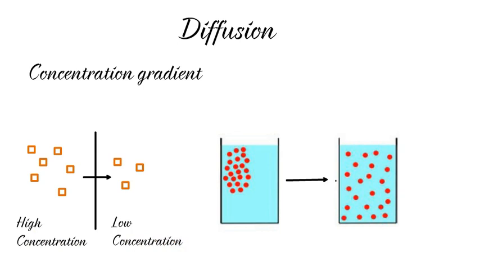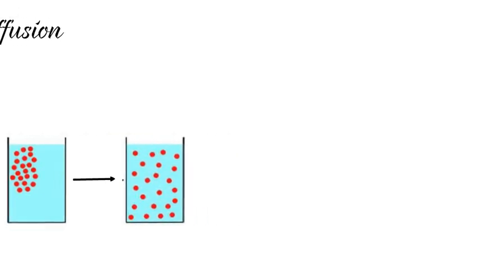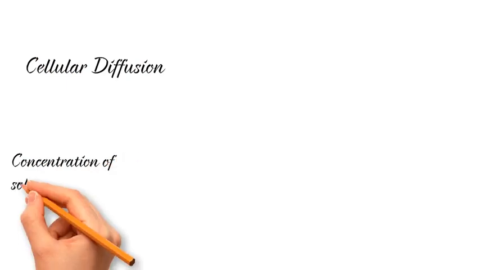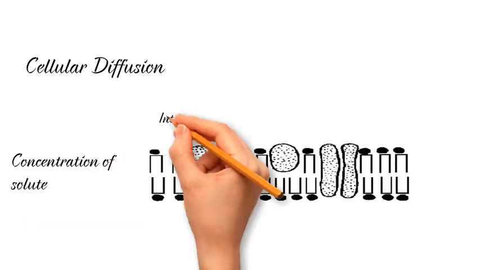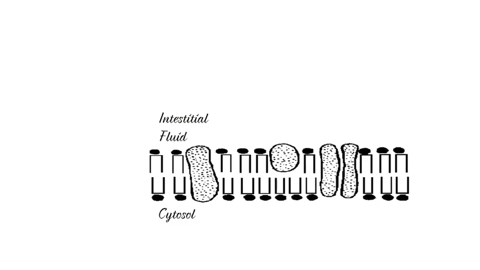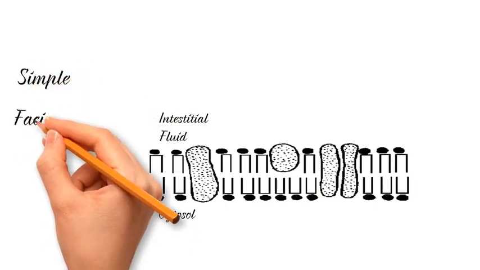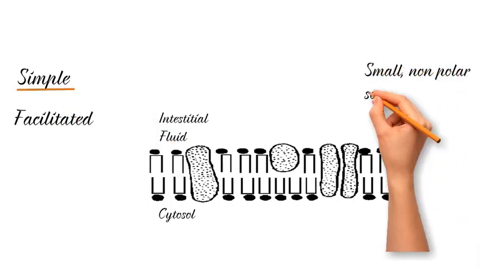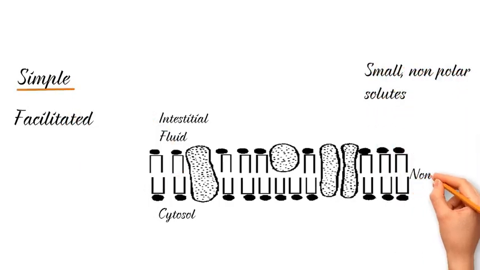In cells, this process is called cellular diffusion and occurs across the plasma membrane. Cellular diffusion depends on the concentration of the solute, a dissolved substance, in the interstitial fluid outside the cell and the cytosol inside the cell. It can happen through simple or facilitated diffusion. Simple diffusion happens with small, nonpolar solutes that can move through the nonpolar interior of the plasma membrane.